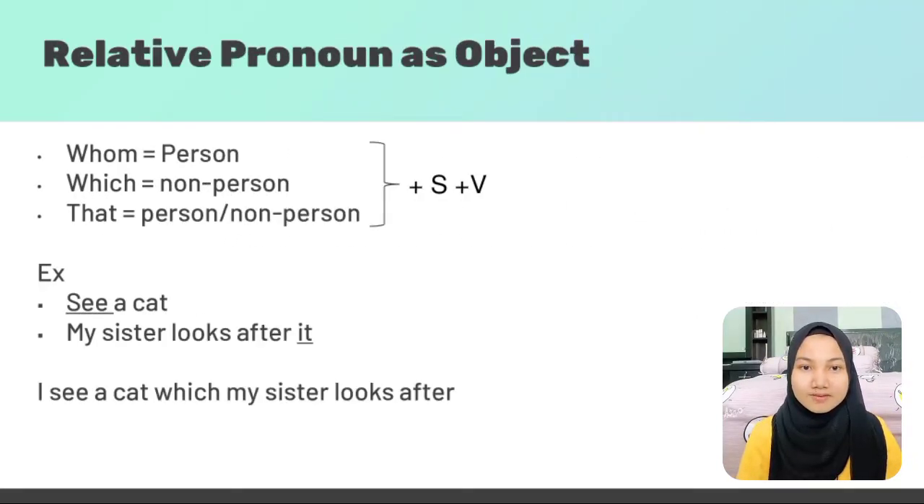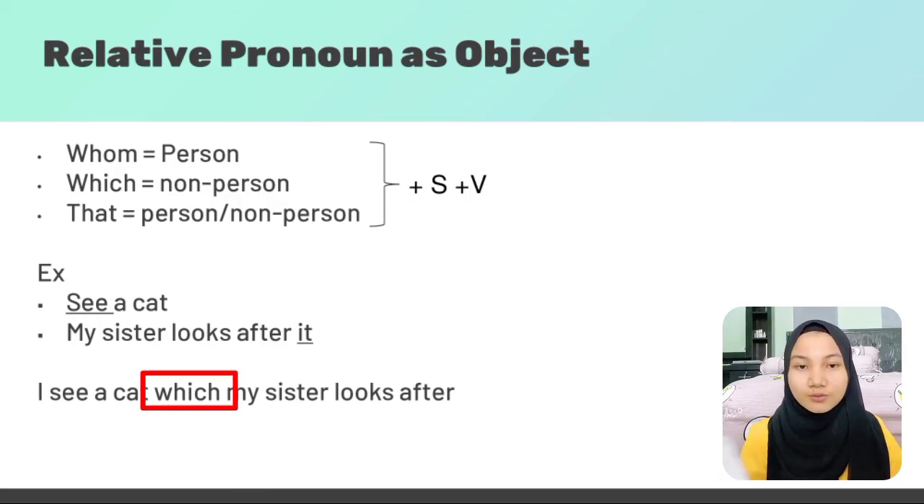And then how about that? I have explained about whom and which; actually, that has the same meaning as whom and which. That can explain a person or non-person. I will give you an example like example number 1. "I see a cat which my sister looks after."